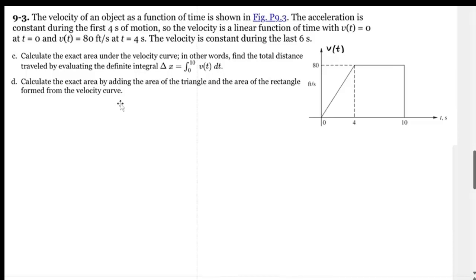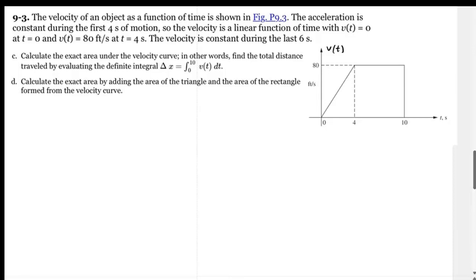The velocity of an object as a function of time is shown in this figure. The acceleration is constant during the first 4 seconds of motion. Here's 4, and we have this straight line between 0 and 4. Since we have this straight line between 0 and 4, if I took the derivative, it's going to be constant.